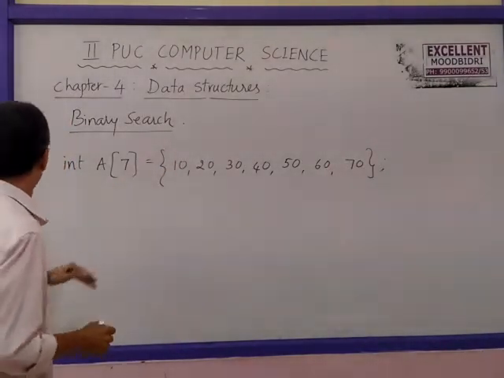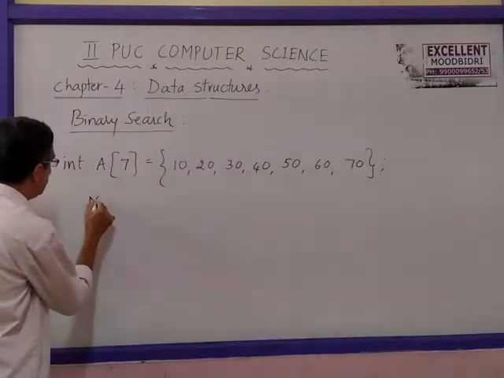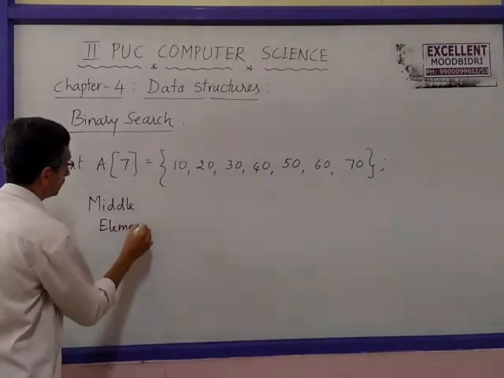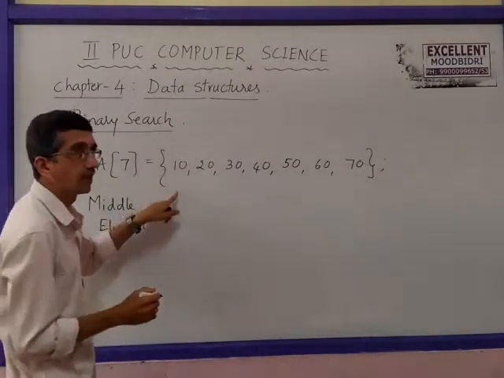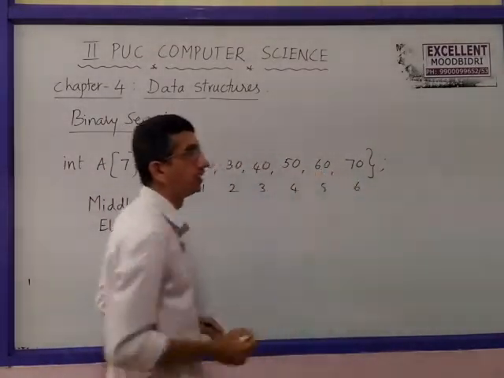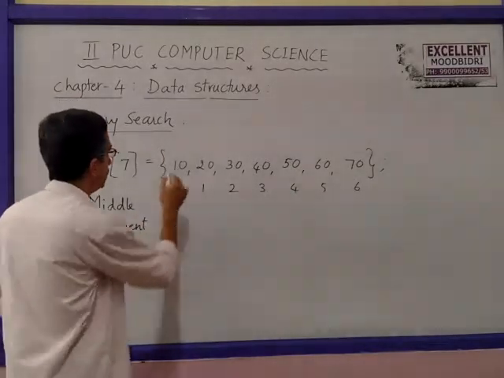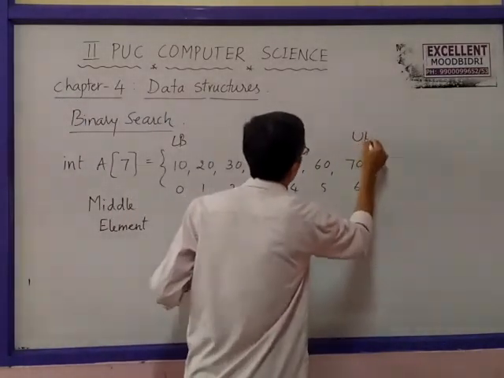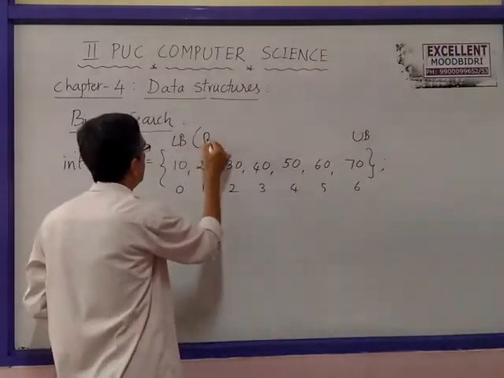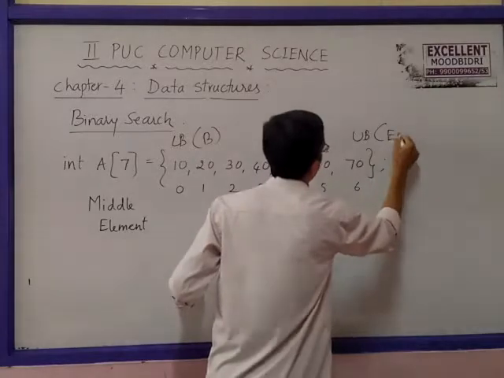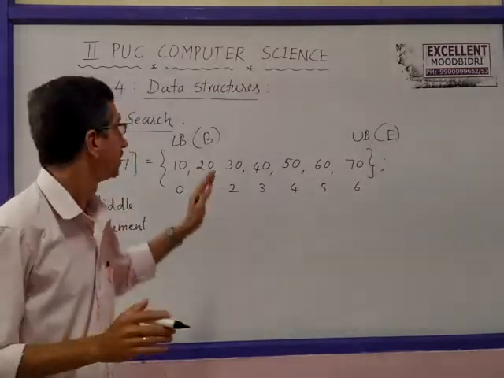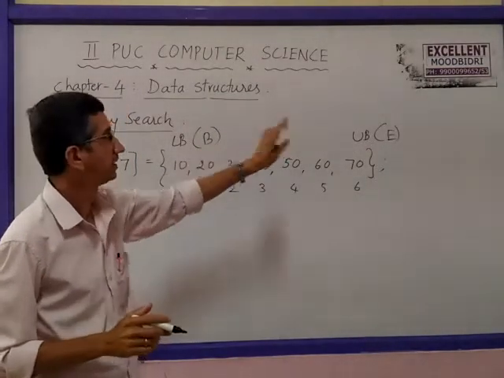Now let us find out the middle element. Which is the middle element? Index wise, this is index 0, 1, 2, 3, 4, 5, 6. We know this is the lower bound, and this is the upper bound. Let us take this one as the beginning and this one as the end. So let us mark two limits: the lower limit as beginning and the last index as end.